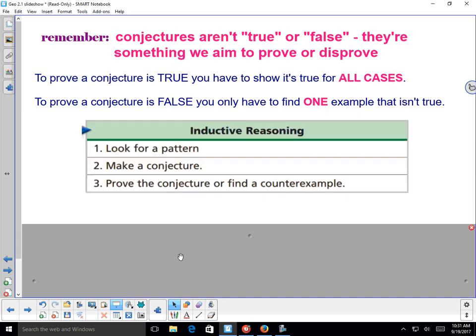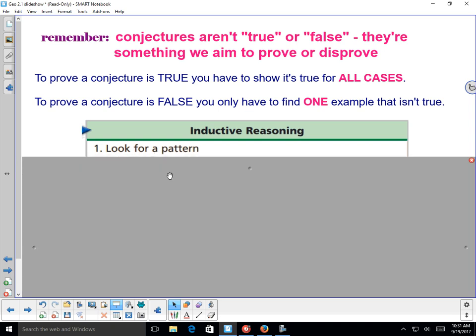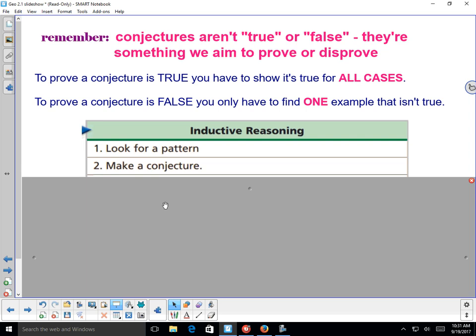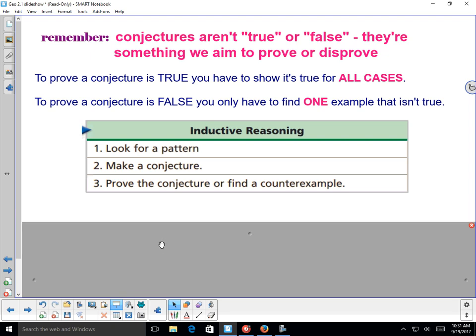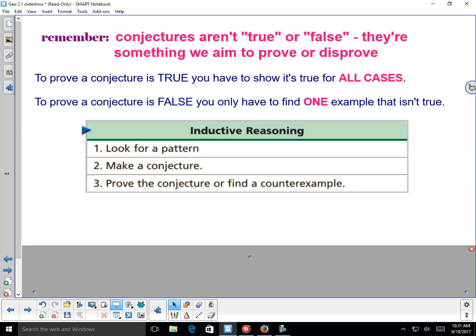So here's the steps in inductive reasoning. The first step is that you look for a pattern. You try and find out what's happening, what's the pattern going on. Then step 2 is to make a conjecture, make a statement about what you're seeing. And then the third step is to either prove the conjecture or find a counterexample that would disprove the conjecture.